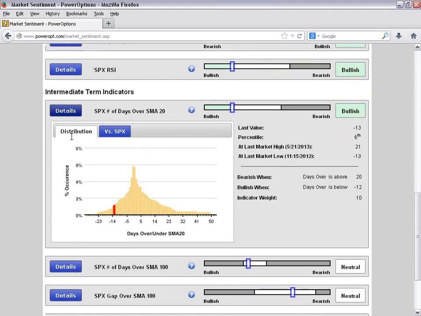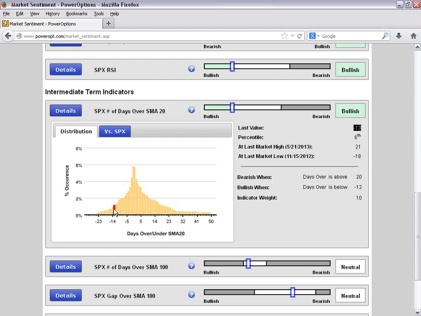And what we're looking at here on the distribution is all occurrences over the last 5 years that the SPX has been at or right around its 20-day moving average. 5.7% of the time over the last 5 years, the SPX is 1 day over the SMA 20. And here, 5.8% of the time, it's 1 day below. Well, we're at a range here of about -13. Our current value is that the SPX has been below its SMA 20 for the last 13 days.